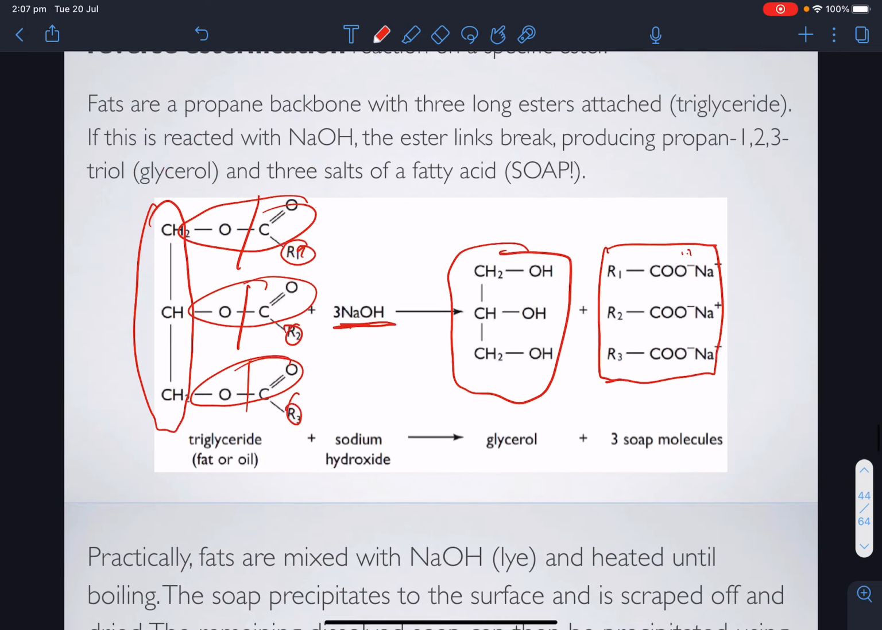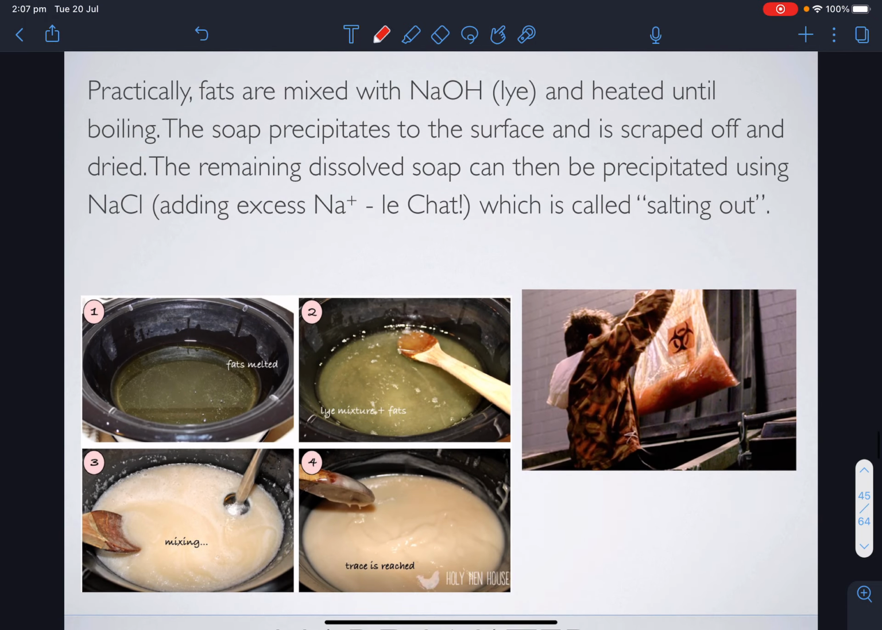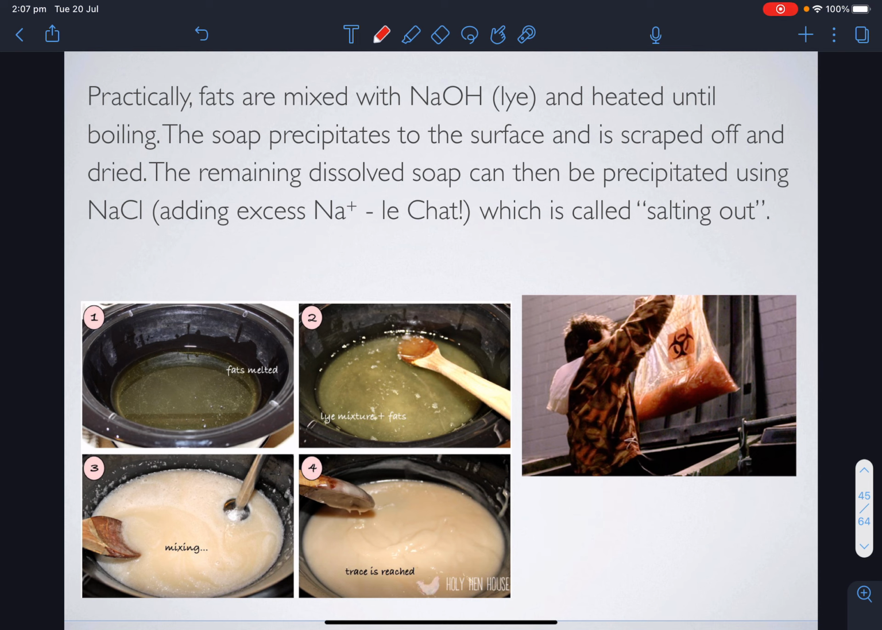So that's how soaps are made. Practically, fats are mixed with sodium hydroxide, sometimes called lye, and heated until boiling. What ends up happening is the soap then precipitates at the surface, this white stuff, and is scraped off and dried. Okay, you can force the soap out of solution, and it looks like they've done it here.